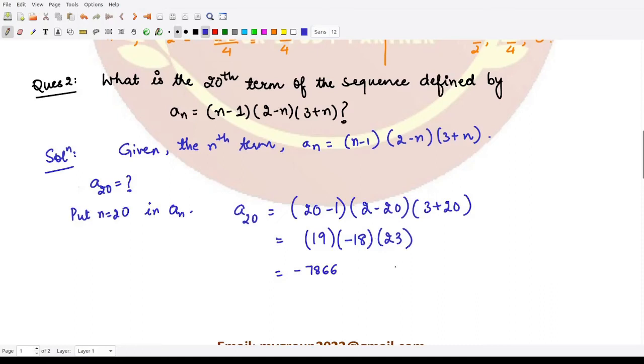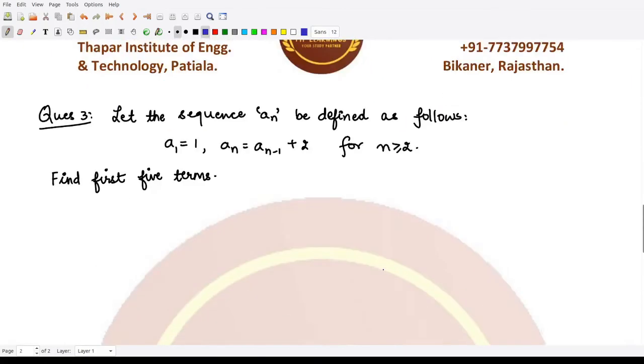Let's move on to our third question. In the third question, they are saying that the sequence is defined as follows, where the nth term is given by an equals a(n minus 1) plus 2, and the first term is given to be 1. We need to find the first 5 terms for this sequence. So let's solve this question.